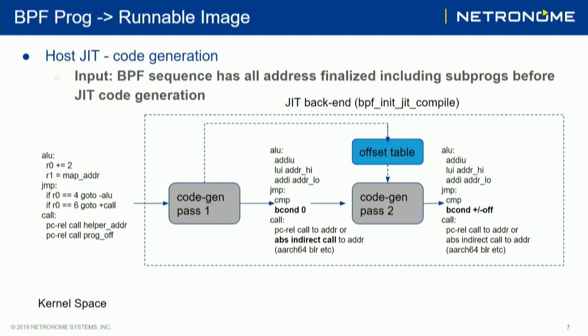So what the JIT backends need to do is just one-to-one mapping of instructions and resolve the local branch. Currently the BPF JIT backends are normally two-pass. The first pass generates the instructions and also records the instruction offsets, which are used to resolve local branches. But one thing is that the BPF ISA is, I think, all PC-relative jump or call. At the moment, some JIT backends, for example ARM64, turn a PC-relative call into an absolute call using the BLR instruction.